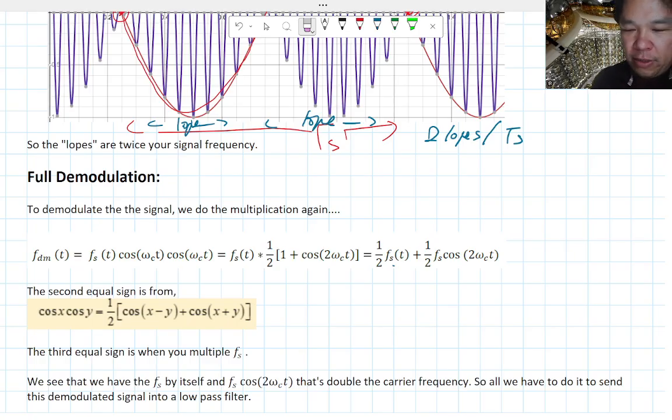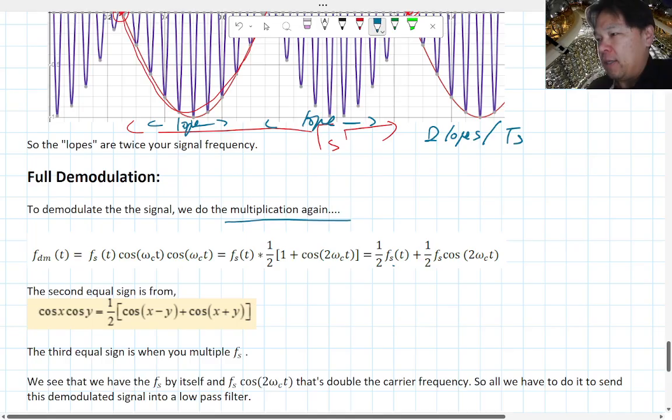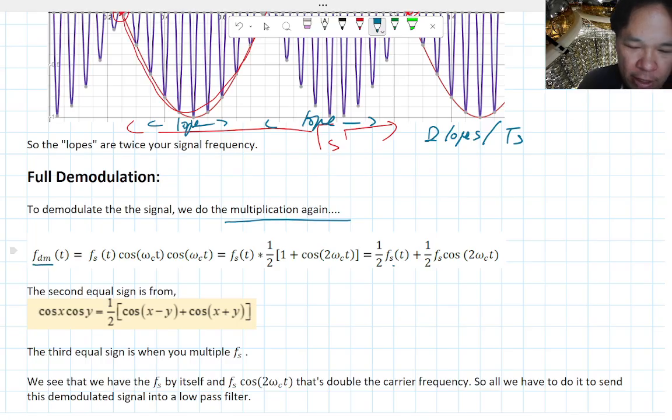So the way you do this is you basically do the multiplication again instead. Here, the demodulated wave is the signal times the original modulation. So this is actually FM here.